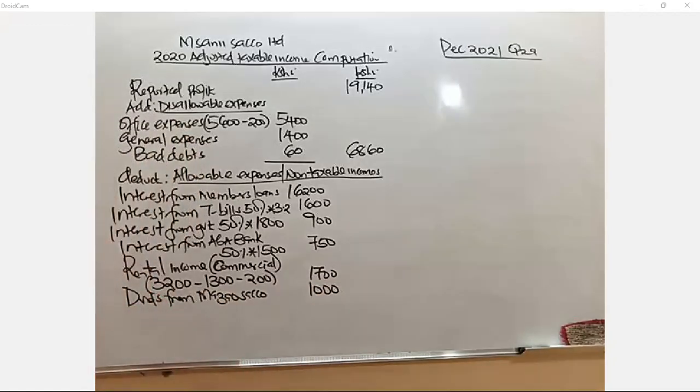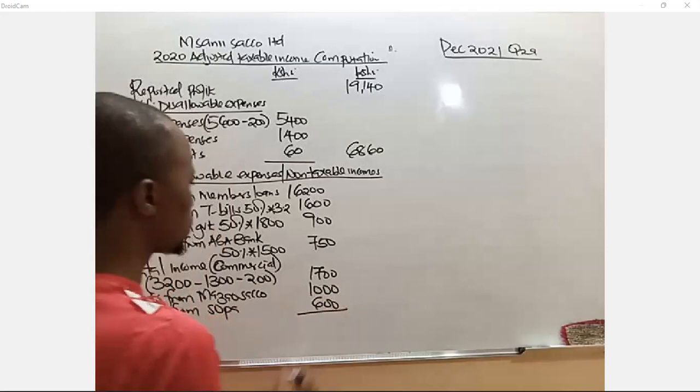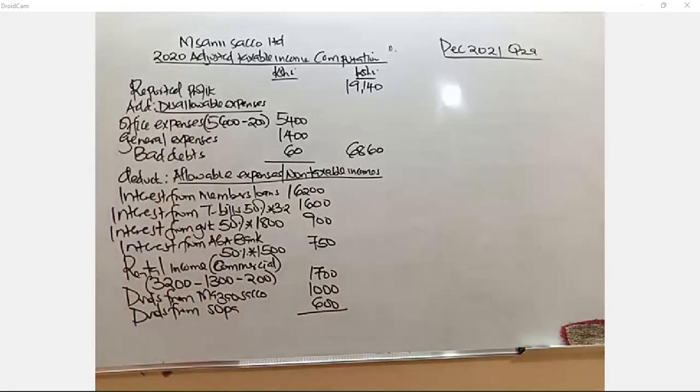Then we have the last one, where we have the dividend from SOPA. We are calling them the dividends from SOPA. The dividend from SOPA, they amounted to how much? 600 shillings. 600 shillings. So how much is that amount?